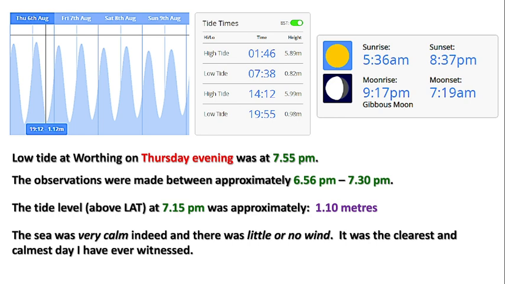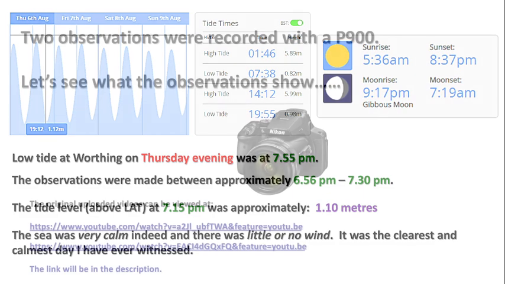The observations were made between approximately 6:56 p.m. and 7:30 p.m. The tide level above lowest astronomical tide at 7:15 p.m. was approximately 1.10 meters. The sea was very calm indeed, and there was little or no wind. It was the clearest and calmest day I had ever witnessed.